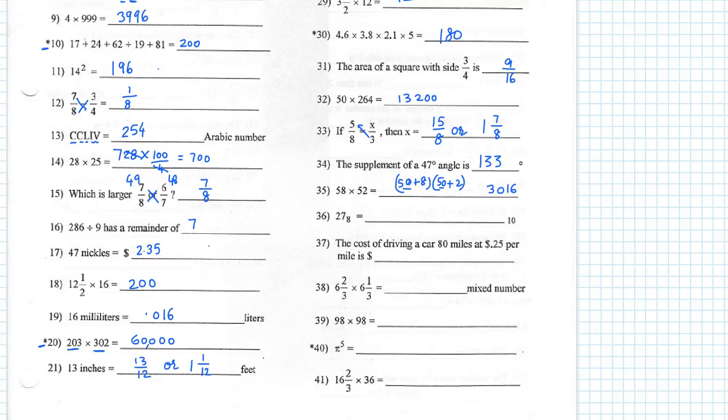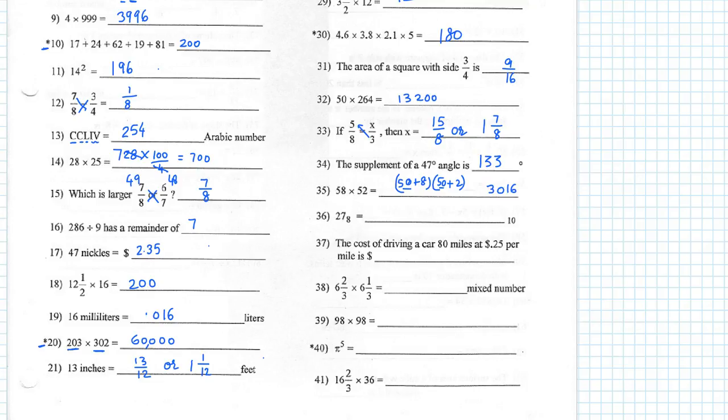The other way that I also use once in a while is 58 times 50 is 2900, because 58 times 100 is 5800, and 58 times 50 will be half of that, so that's 2900. And then we have to multiply 58 times 2, so that's 116. So when you add 116 to 2900, you get 3016.